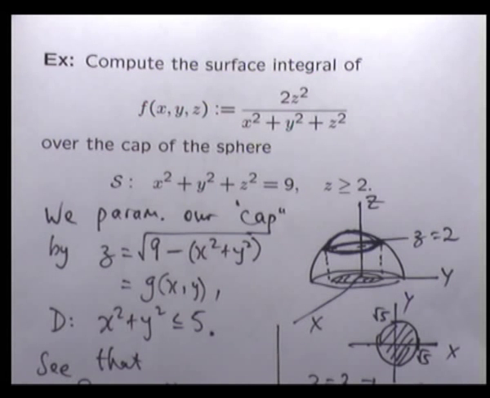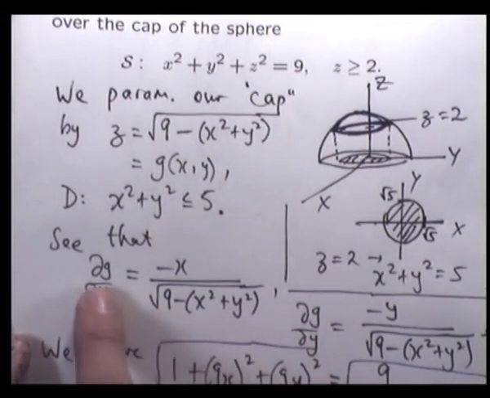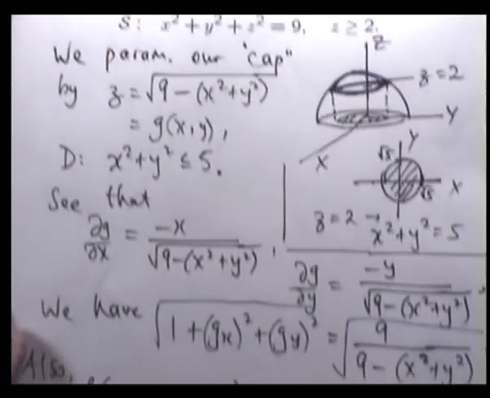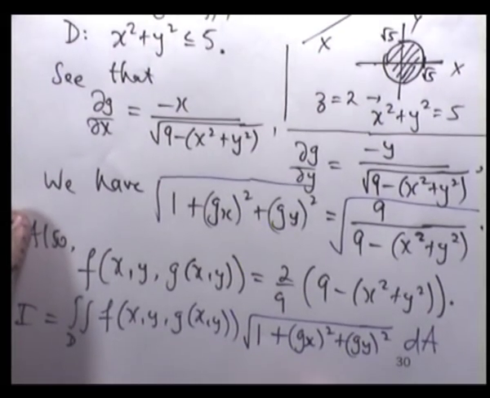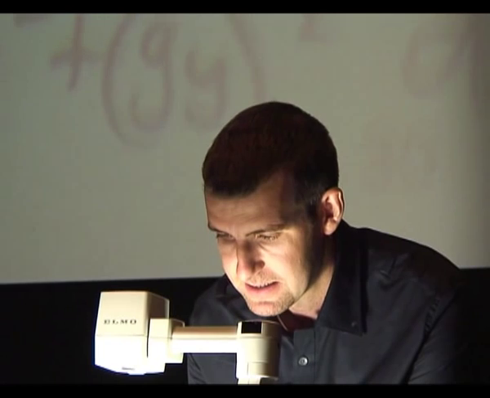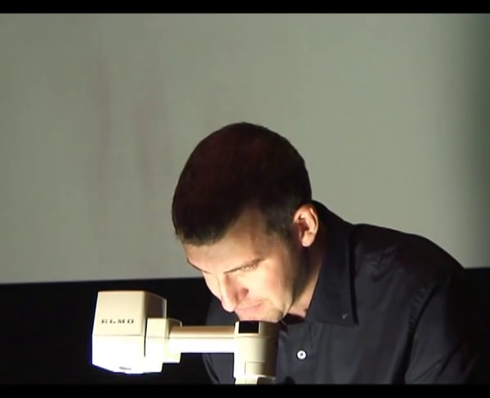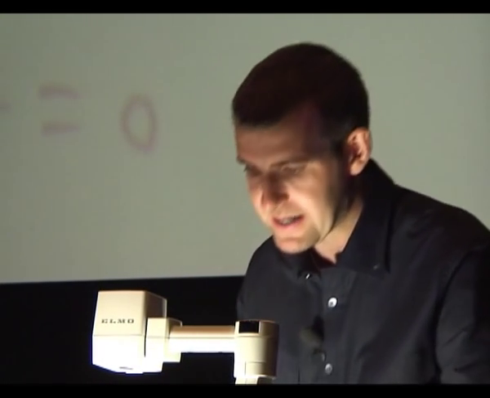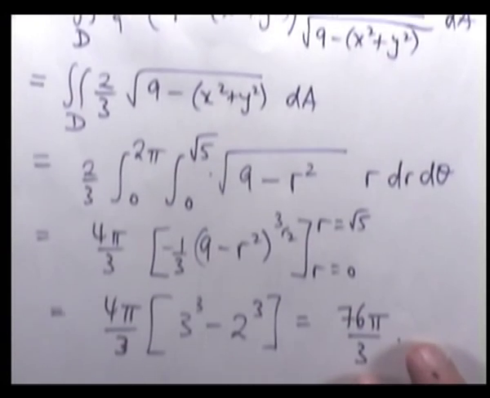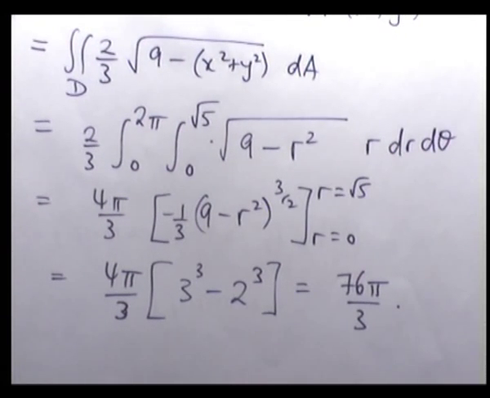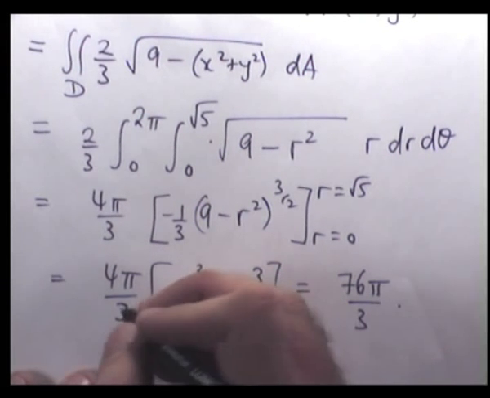Okay? All right, after that, we computed the partials here and basically applied the preceding theorem. Okay? All right, so that also involved evaluating a double integral, in polars as well. All right, so it's quite long, but don't give up. You can do it.